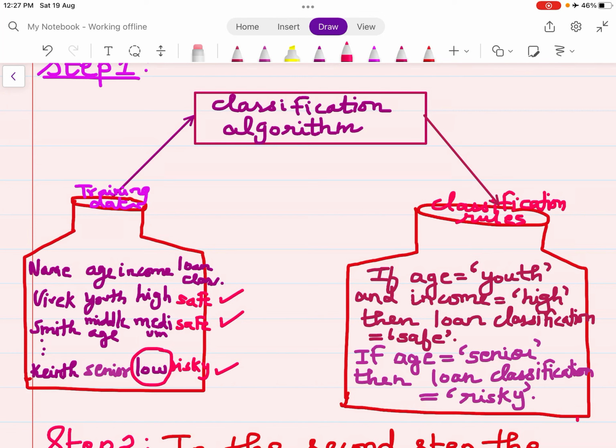So classification rule says, if age equal to youth and income equal to high, then loan classification is safe, like Vivek. If age equal to youth, income equal to high, then loan classification equal to safe. If age equal to senior, then loan classification equal to risky, like Kenneth. He is senior, his income is low, loan classification is risky.